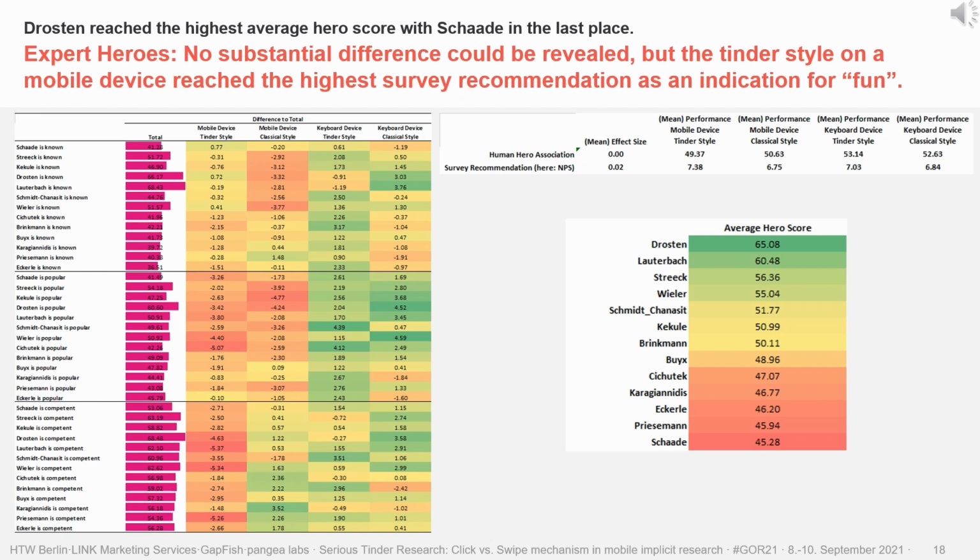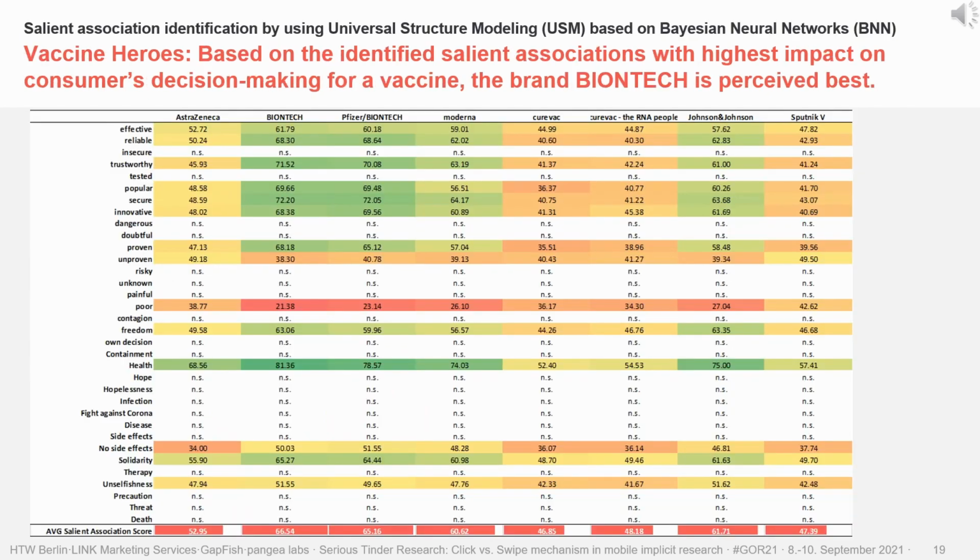Furthermore, Drosten reached the highest average hero score with Schade in the last spot. On top, we identified the silent associations that showed an impact on consumers' decision-making for a vaccine brand. To run that kind of analysis, a universal structure modeling based on Bayesian neural network was applied. Here, BioNTech received the highest average hero score, closely followed by Moderna. In the last places with the lowest hero scores are CureVac and Sputnik.